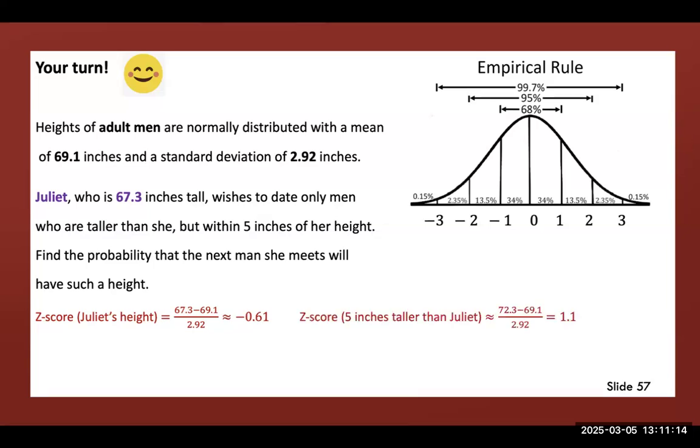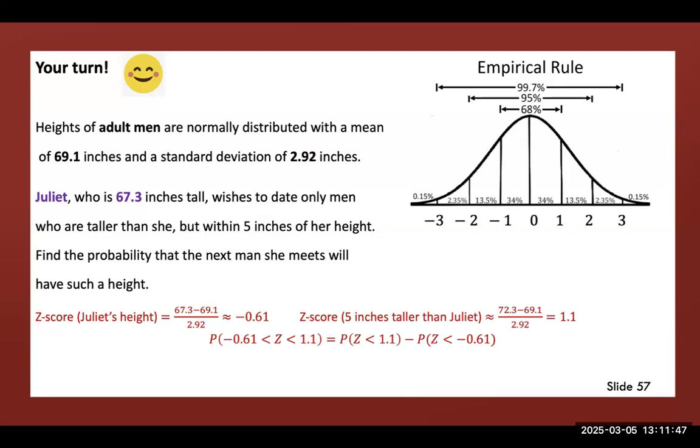If you take 67.3 and add 5, you get 72.3. Now this is the maximum height for Juliet, and we're going to take that number and subtract the mean and divide by that standard deviation in order to get the z-score, and we get 1.1. So we want to find the probability that the man is between negative 0.61 and 1.1 in terms of the z-score.